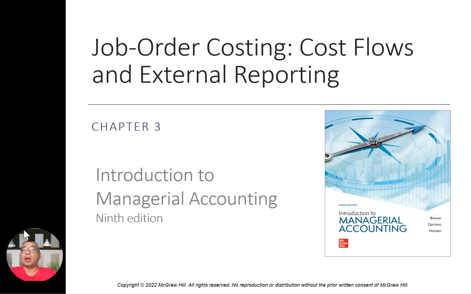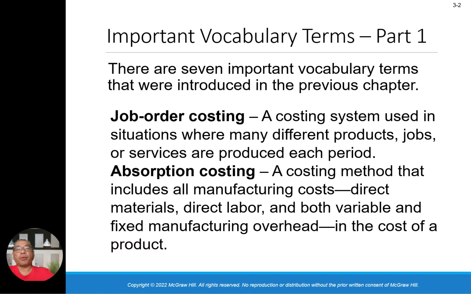Hello, welcome everyone. Today we are discussing chapter 3 for managerial accounting: job order costing, cost flow, and external reporting, using the book Introduction to Managerial Accounting, by McGraw-Hill. Okay, let's look at the first one. What are the vocabulary terms that are being used in this particular chapter?